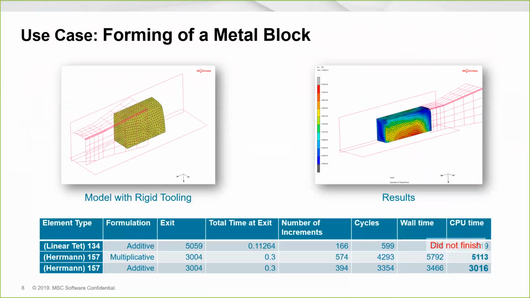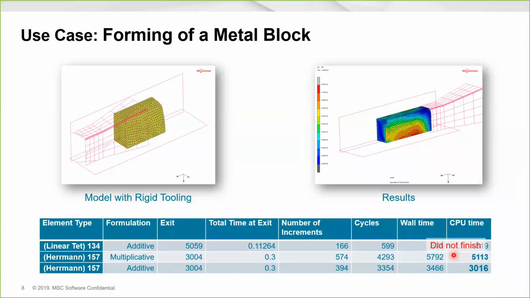So this additive decomposition is really our way forward when we're talking about this type of application. The use case we have is really this forming of a metal block. That's one we're showing you here with a model with the rigid tooling on the left and the results on the right. But probably the most interesting part of it is on the bottom with the table, where you can see the element types that we ran with the formulations. And if we go over to the right, we can see the effect on the wall time and CPU time.